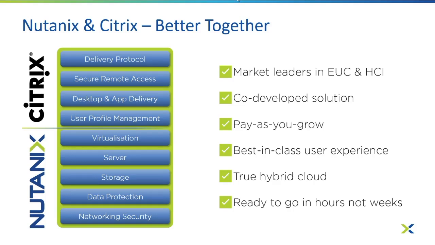So these two companies, Nutanix and Citrix, are both leaders in their respective technologies, both leaders in EUC or hyperconverged infrastructure. It's a co-developed solution. It's pay as you grow. Again, mentioned this a few times. You can start with a 3-node cluster and you can expand that out as is required. A couple of nodes for a few more hundred users, or if you really need to, dozens of nodes for those thousands of users.